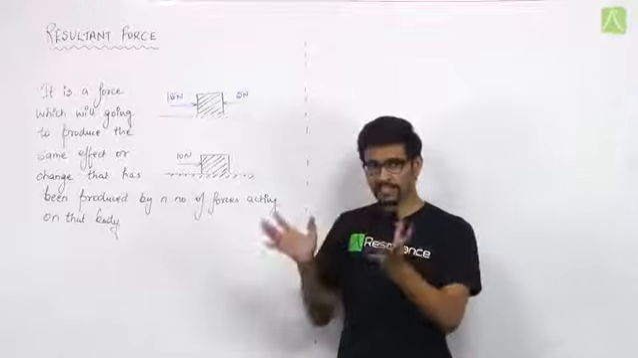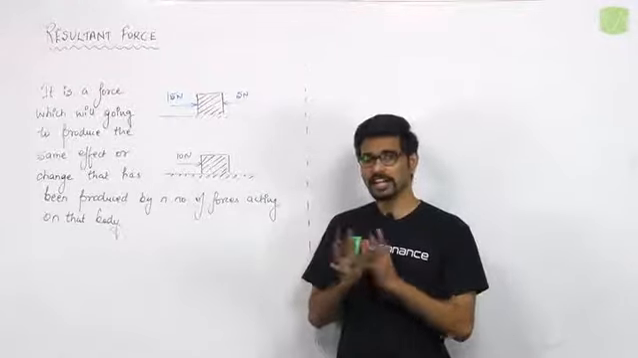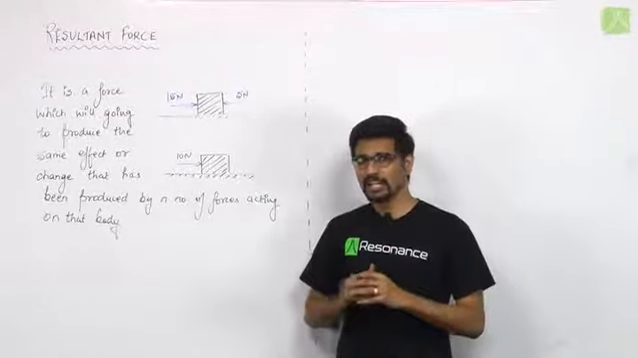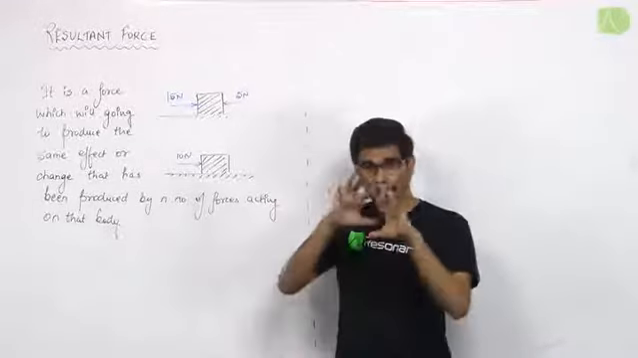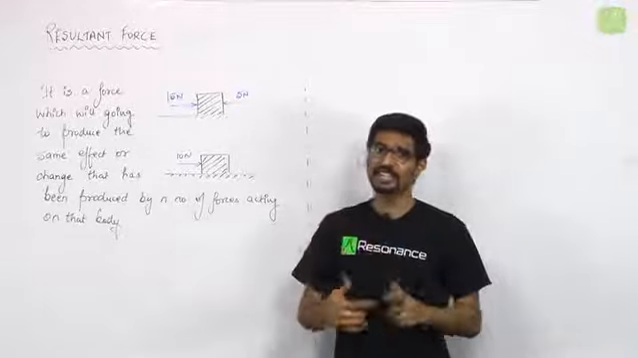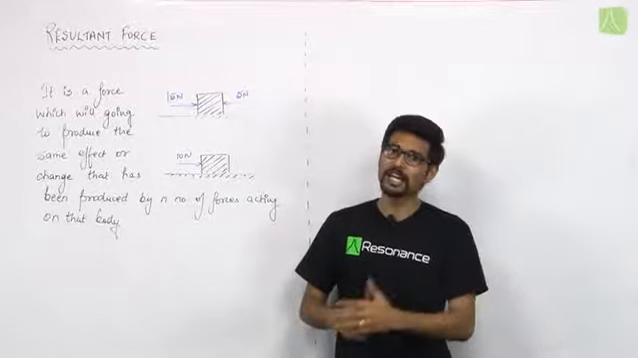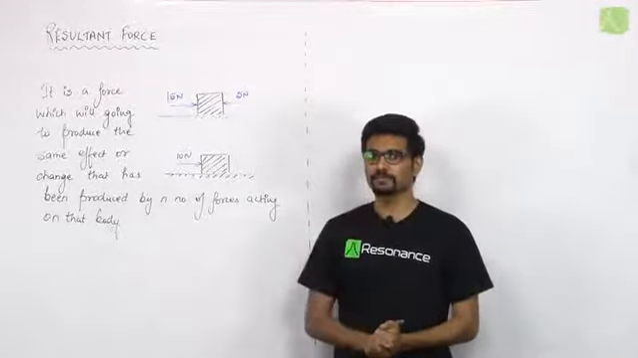Now if I replace the three of my friends and I bring a muscular man, and he will also push the almirah and will bring the same change that has been produced by three of us together, then that force applied by that muscular man will be known as the resultant force.